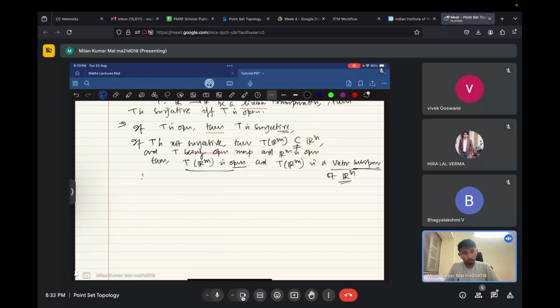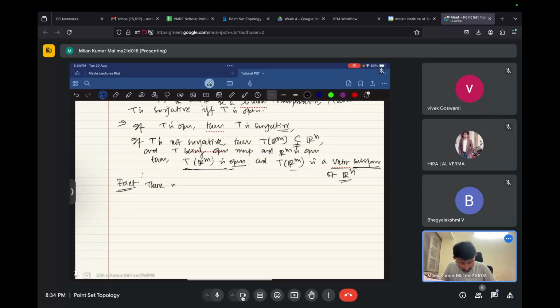So T of R to the power n is open, and T of R to the power n is a vector subspace. My claim, a very standard fact, is that there is no proper non-empty open set in R to the power n that is a subspace. That is what I mean.